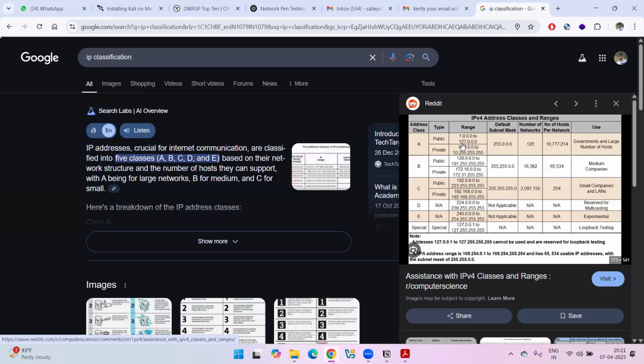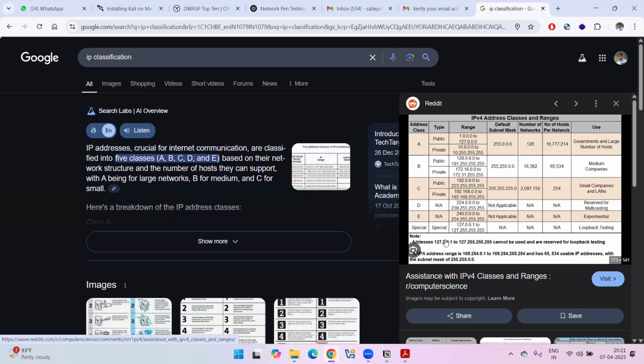See, basically, 127 is used for testing purposes. This is your loopback IP. Maybe you have done some kind of testing on your local system. How will you call your local system? It is with 127.0.0.1.